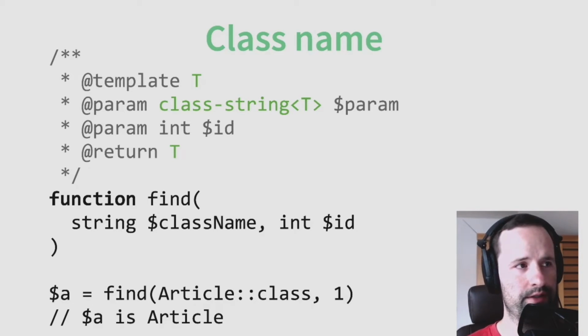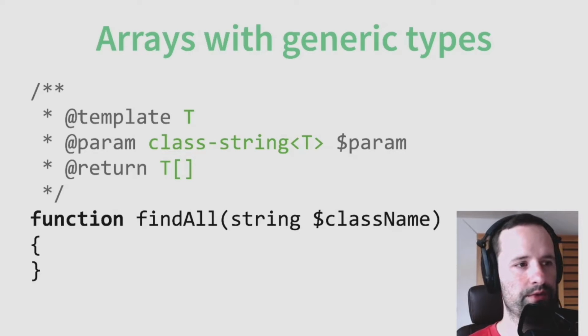So for example, in this case, the find function is accepting an Article class-string with the word article, and it's letting PHPStan know that it will return an Article object. The type variables can be combined into more complex types. So in this case, we are creating an array of these here. So this function will return all the entities of a certain type.